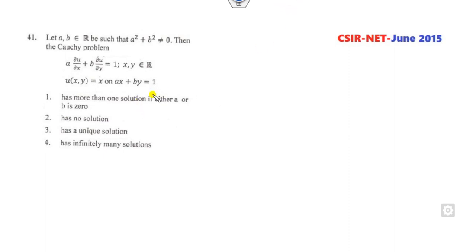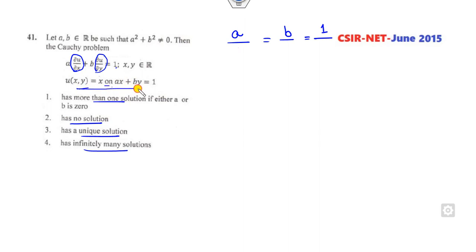Now look at another question. Whenever there is a question related to infinite, unique or no solutions, how can you solve that? That's a very simple trick. You have to write like this: coefficient of x, a, coefficient of y, b, and the right hand side is 1. Now whatever you want to write in the denominator comes from the initial solution.